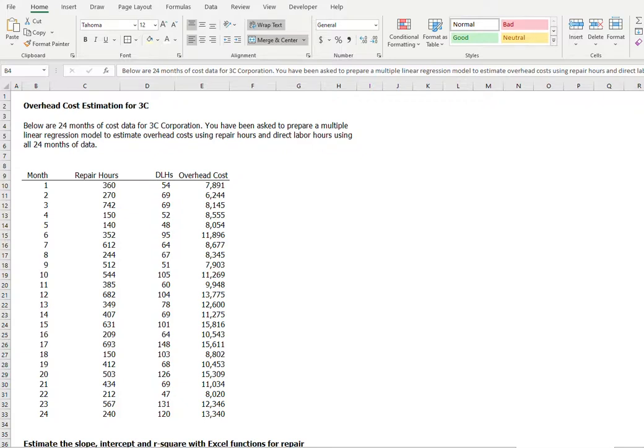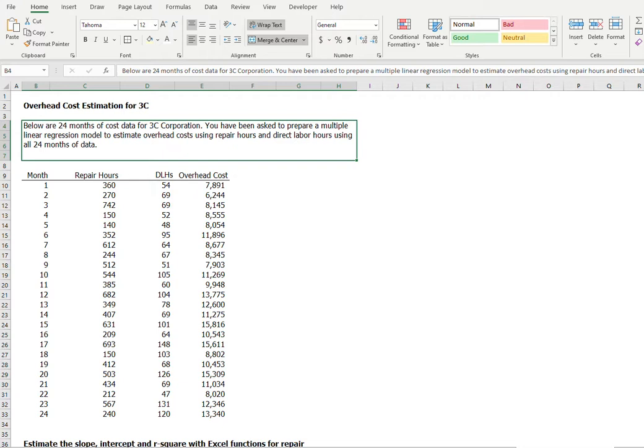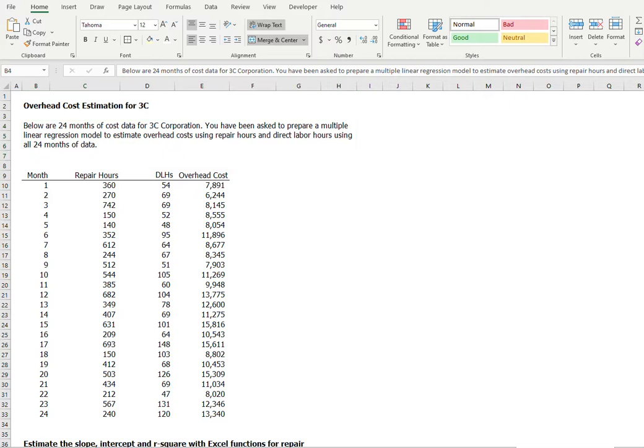In this video, we're going to estimate a multiple linear regression model. We're given again data for the 3C Corporation. In addition to having information regarding overhead cost for 24 months and repair hours for 24 months, we now have 24 months of information related to the direct labor hours. And we're going to estimate a multiple linear regression model including both independent variables.